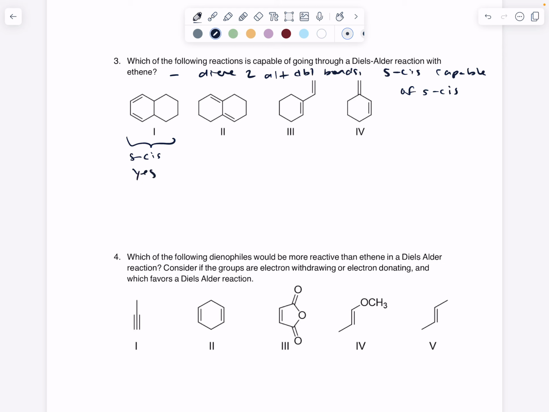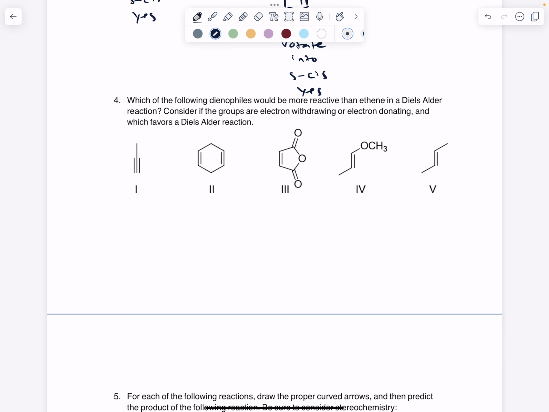This one is locked into s-trans and can't rotate in, so this is not possible. This one, there is free rotation around that sigma bond, so you could get this structure. So this one can rotate into s-cis, so yes. This one, again, is locked in s-trans. It can't rotate, so that one wouldn't work.